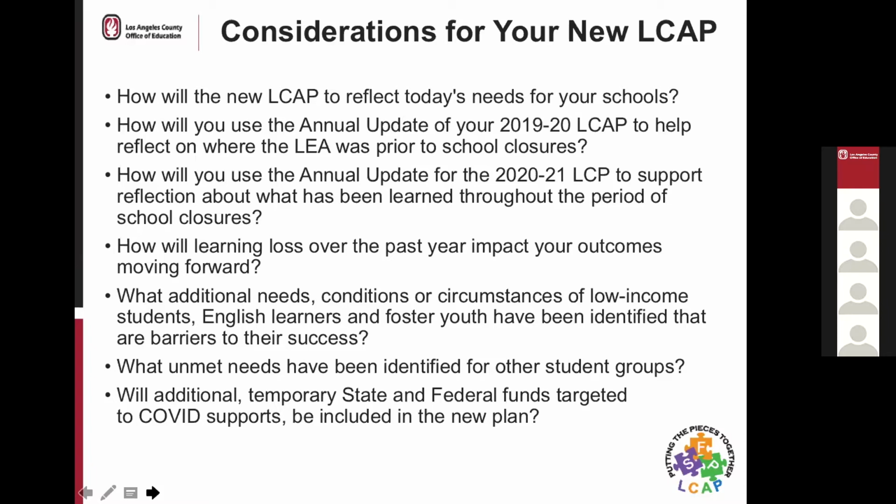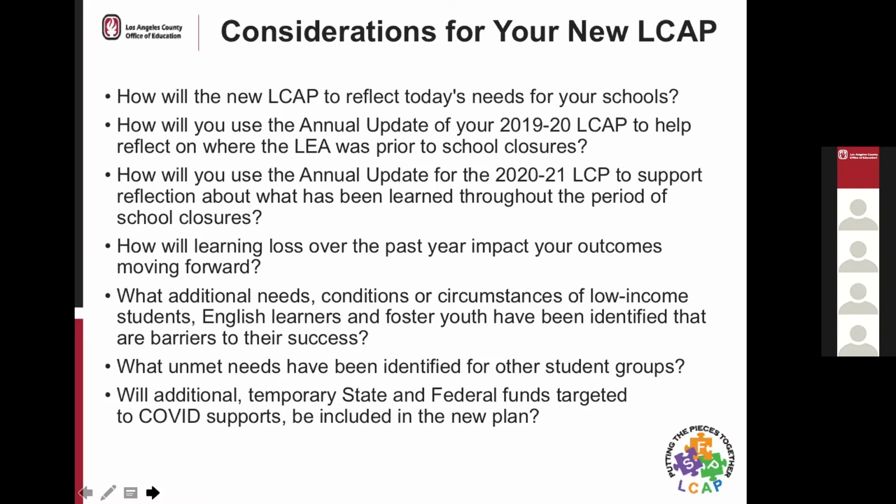And then when you look at the 2021 annual update, that's going to focus on your learning continuity plan. So how can you use that to help your district or your LEA focus on what's been learned over the last period of school closures? What are the things we've learned that we want to take forward?